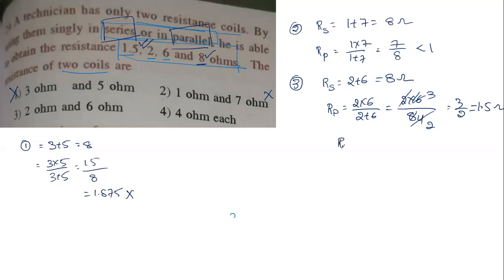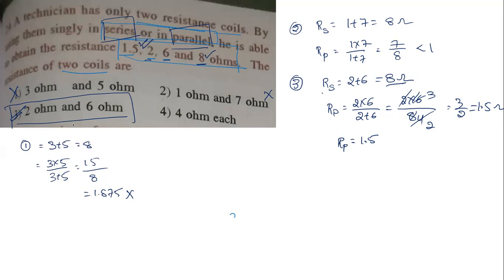So RP we got 1.5, RS we got 8 ohm, and one time we use only 2 ohm, one time we use only 6 ohm. So the effective resistance requirement is satisfied. The third option is going to satisfy our requirement, so this is the correct answer. We need to look at the requirement we have: we can use them singly, in parallel, and in series.